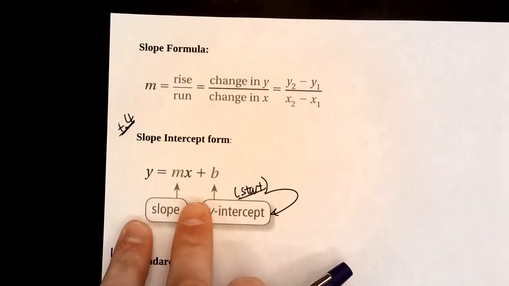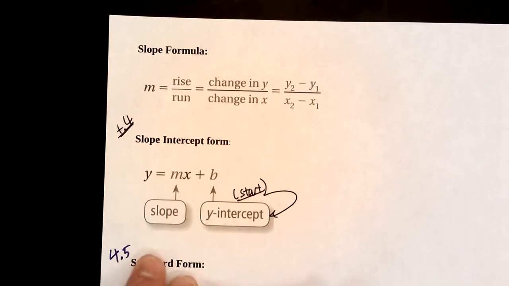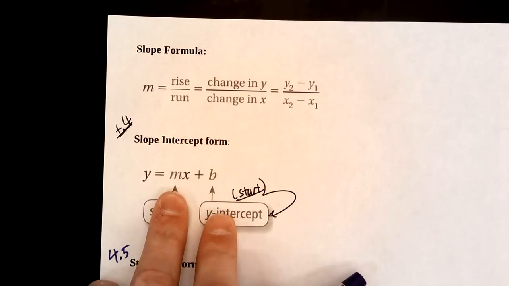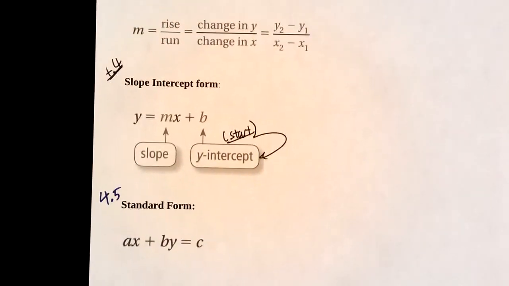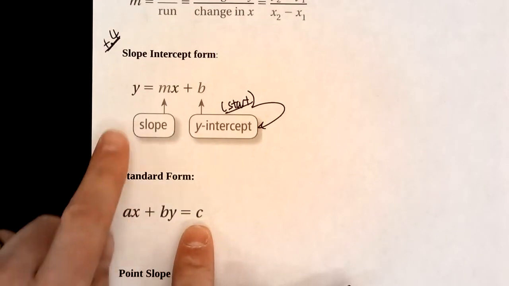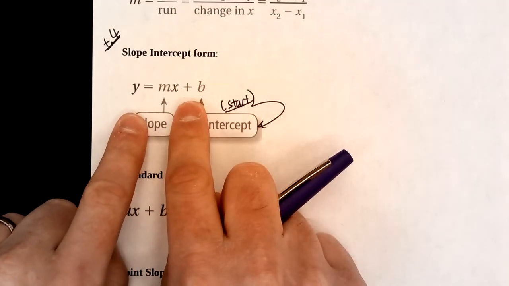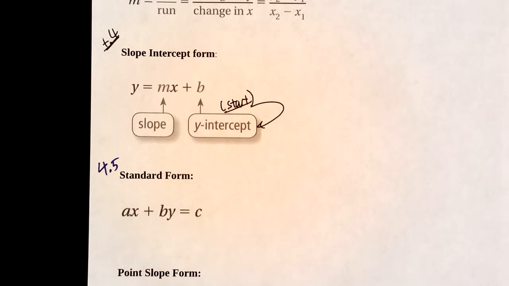Previously, we've been using this form called slope-intercept form, where all we have is a slope and a y-intercept. And 4.5 helps us graph lines if we don't already have our equation in slope-intercept form. Then we're going to find the x and the y intercepts.